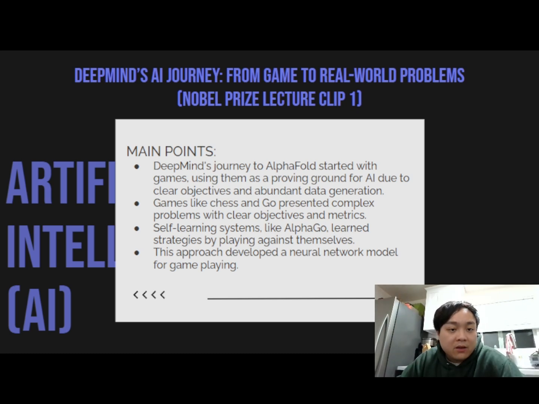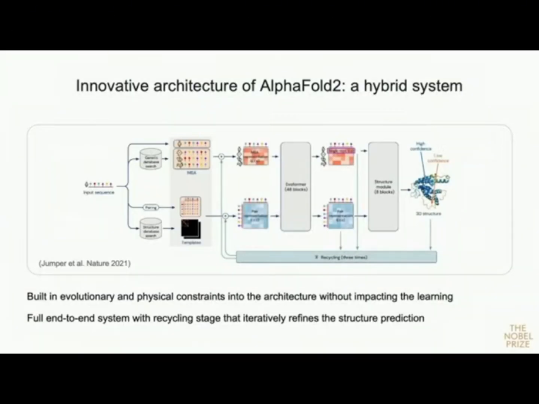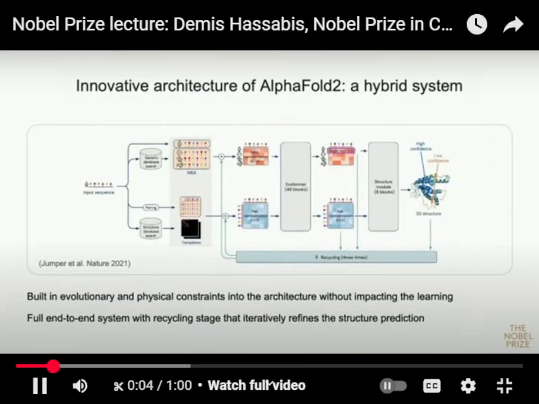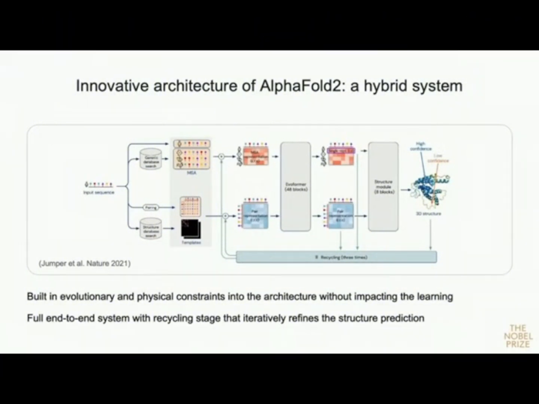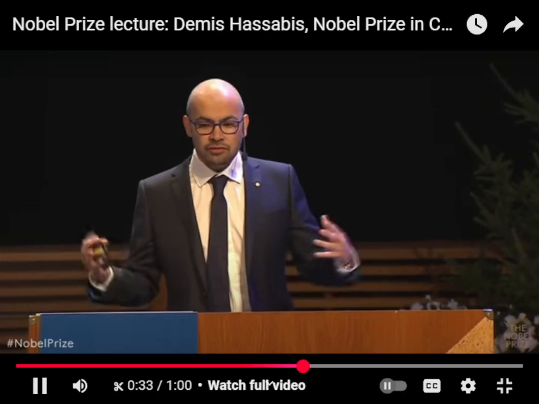Lastly, we have the last clip, which is clip number 2 of the Nobel Prize lecture. The diagram of the innovative architecture of AlphaFold 2. I'm going to leave John to cover some of the technical details of this in his talk, but the high-level takeaway is that actually there was no silver bullet to solving this problem. AlphaFold 2 actually had to incorporate over a dozen different innovations into quite a complex, what we call a hybrid system. And one of the key things was to build evolutionary and physical constraints into the architecture, along with the learning components of the system, combining those two elements together.